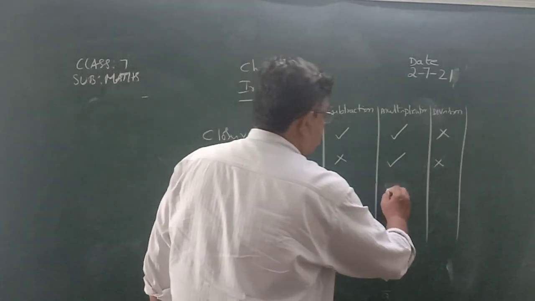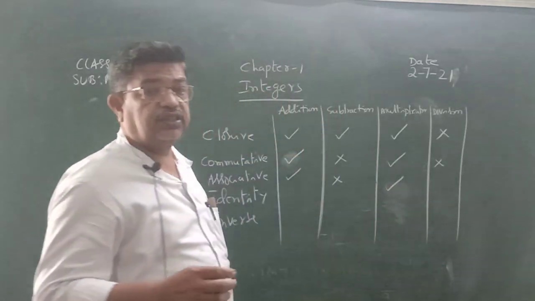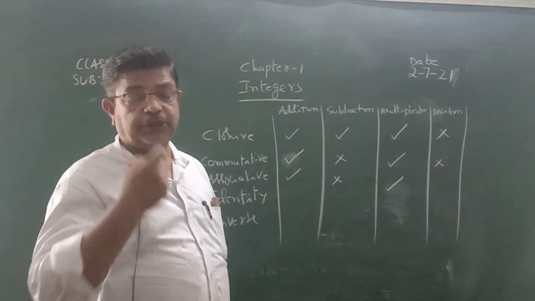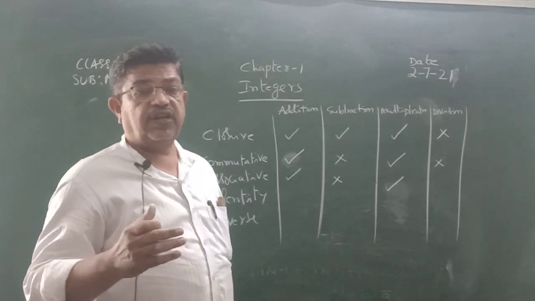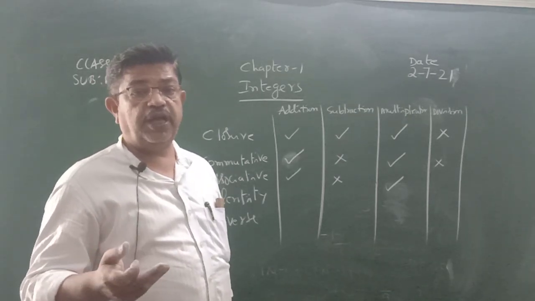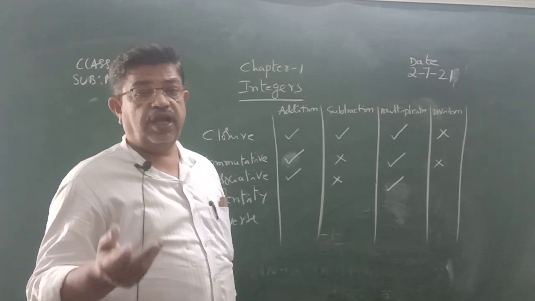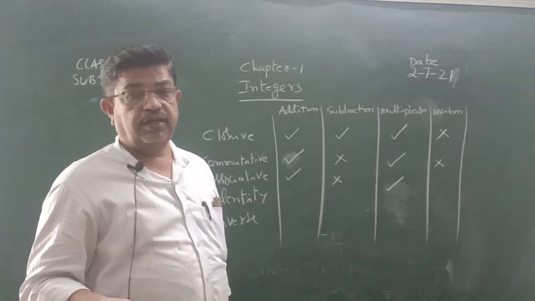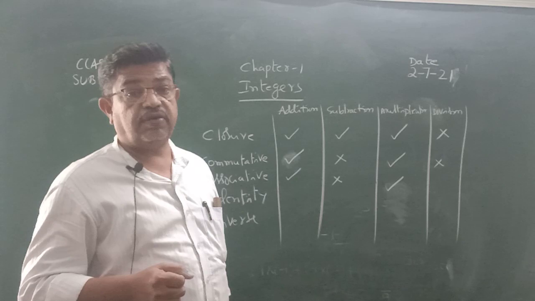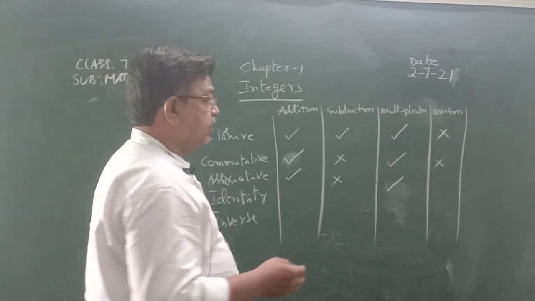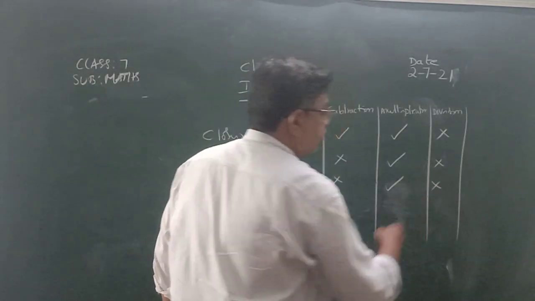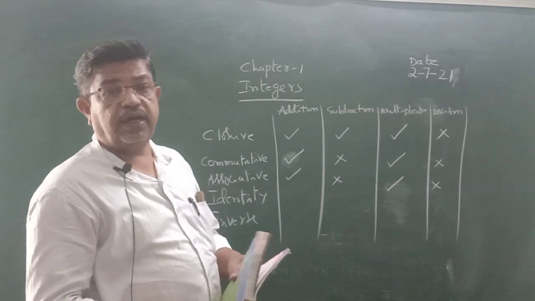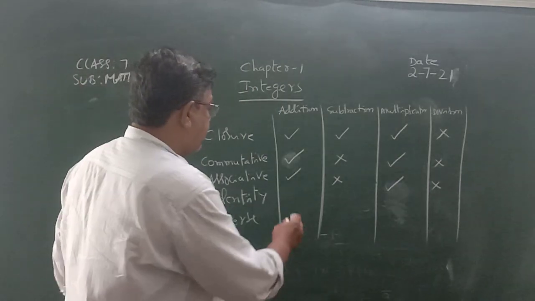If you take any three integers, positive or negative, and find the product in any order, a into b into c is equal to a into b into c. Integers are associative under multiplication. Integers do not have associative property under division. Identity.